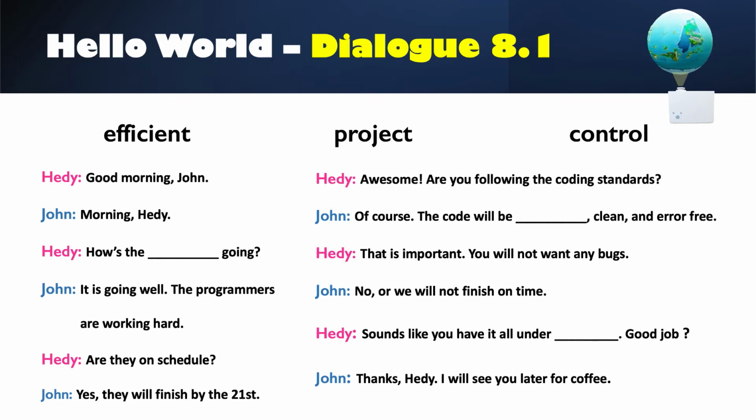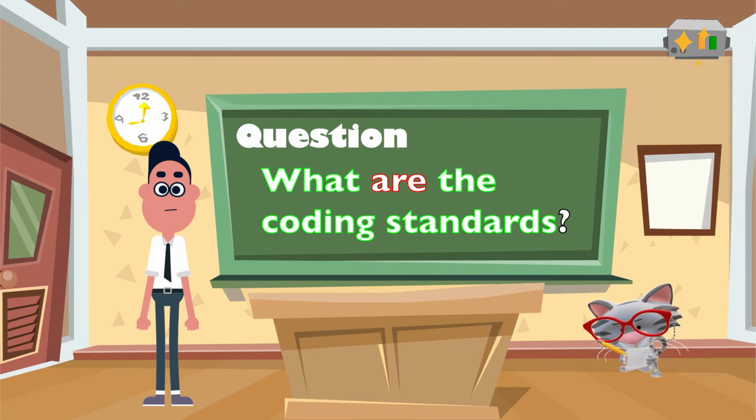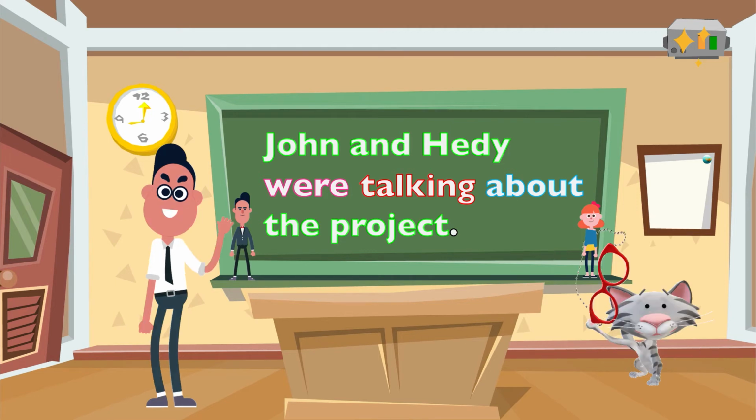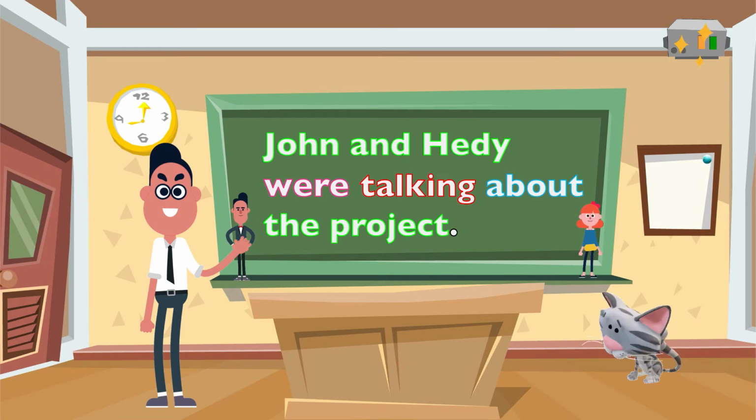So are we going through the debugging process? I've gone through a debugging process with my English. So question, but Yonghee's already done this, but we can try this again. What are the coding standards? There are three mandates for coding standards: efficient, clean, and error-free. Okay, that's good. The code should be efficient, clean, and error-free. So we've emphasized the coding standards because John and Hedy were talking about the project, and we just want to emphasize what their plan is.